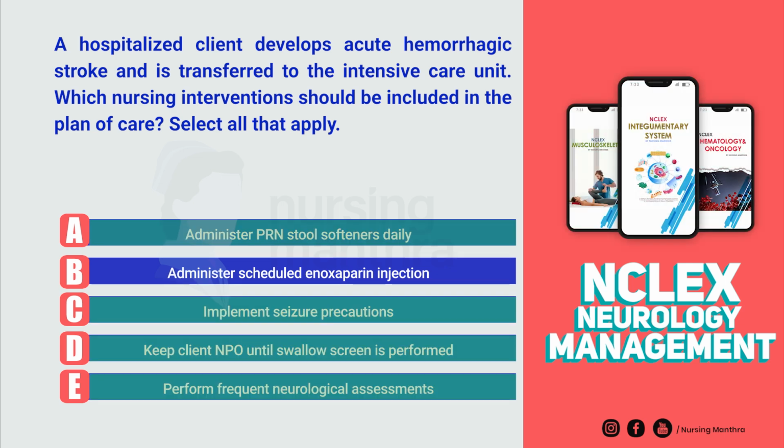So here we can select the answer as option A, administer PRN stool softeners daily. Option C, implement seizure precautions. Option D, keep client NPO until swallow screen is performed. Option E, perform frequent neurological assessments. Why have we selected these options as correct? These are the interventions to be done by the nurse.